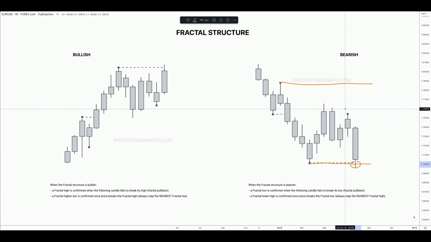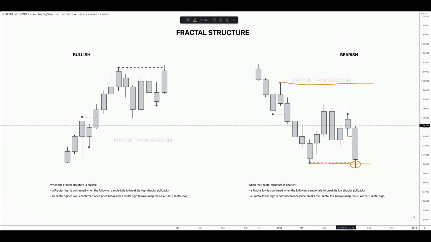The nearest high is the last candle to fail to break the previous candle's low, right? Because we want to see where that last fractal pullback was, that last bullish pullback. If we go from the break and work our way backwards, we get the break. Did this candle here break the previous candle's low? Yes, it broke this low.